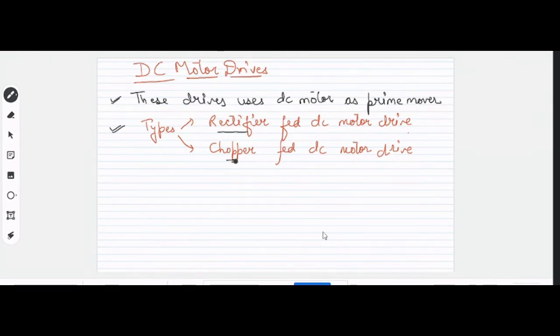So if we are going to design a rectifier fed DC motor drive, and someone says to you, please design a rectifier or make a schematic of a rectifier fed DC motor drive, how will you make it? Everybody try to make a schematic for a rectifier fed DC motor drive in your paper, in your copy, so that things could be clear to you.